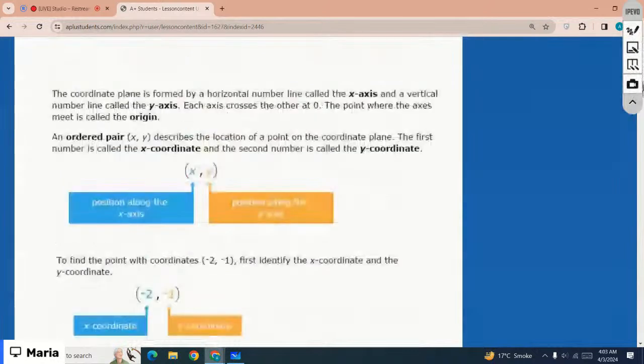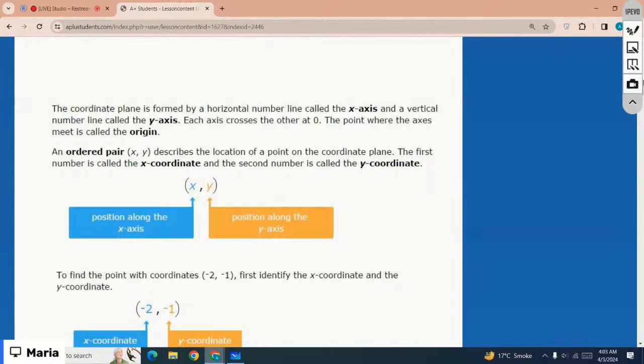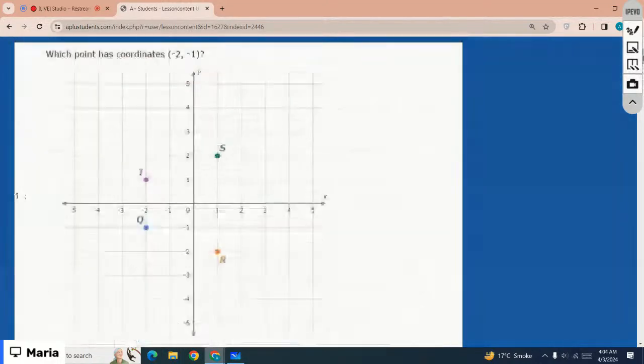The coordinate plane is formed by a horizontal number line called the x-axis and a vertical number line called the y-axis, right? That is the definition of the coordinate plane. Each axis crosses the other at 0. That is the origin, the point where the x-axis and y-axis intersect each other, right?